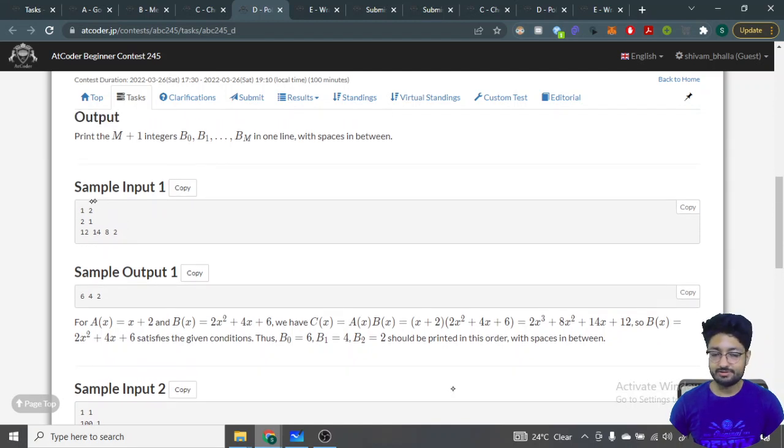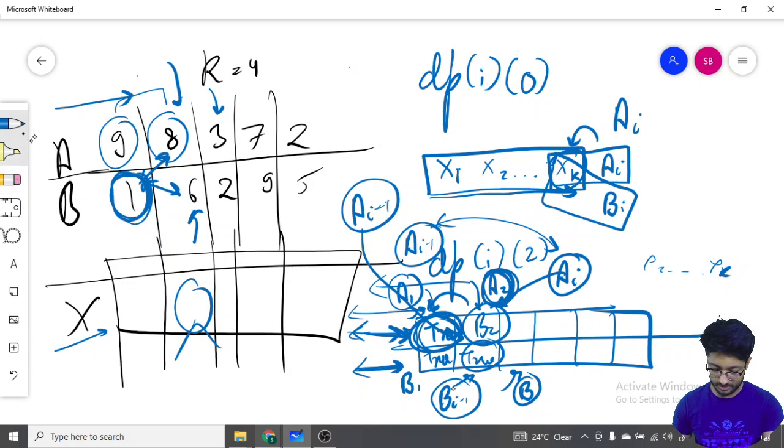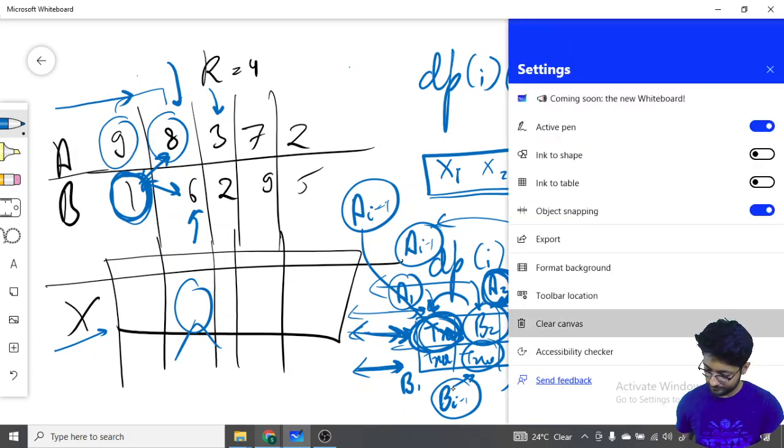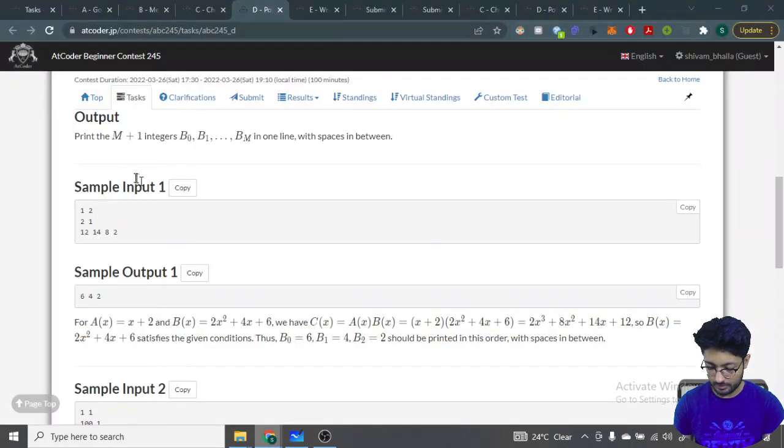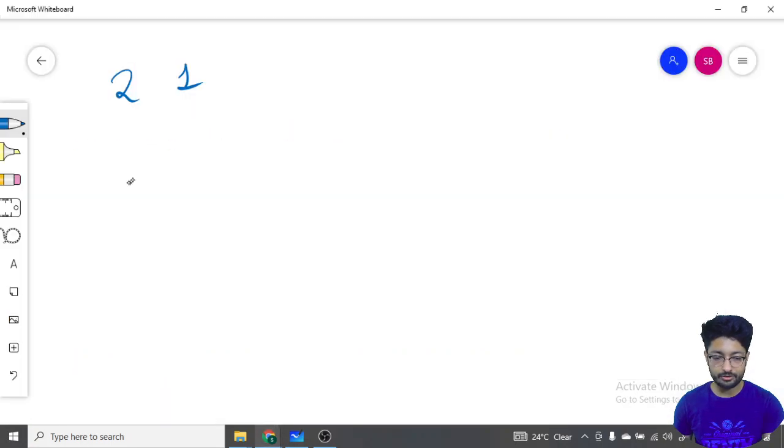Now these are the lengths of the polynomials. So one means that there is a length of n plus 1, sorry. So if this is n and m, n is 1, which means that there is a two-length polynomial. For a two-length polynomial, just start filling out the polynomial from the back. Let's say the first polynomial is 2 1, and the next is 12 14 8 2.